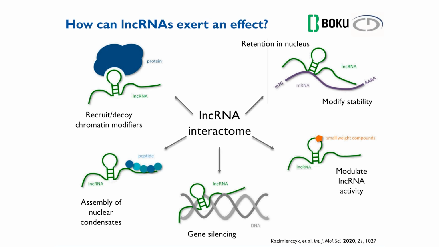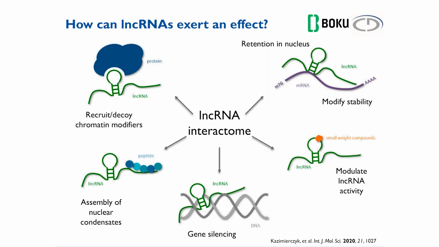How do they function? They have a very, very large interactome, which is really quite hard to probe or even understand what they do. But they might interact with proteins. They can recruit and decoy chromatin modifiers. They can interact with peptides, which might lead to assembly of nuclear condensates. They can directly form triplexes with DNA, which might therefore lead to gene silencing and activation. They can directly interact with possibly small molecular weight compounds, which may modulate their activity.